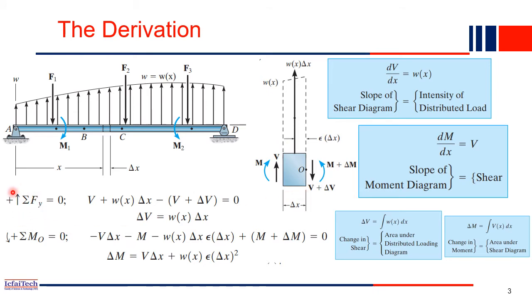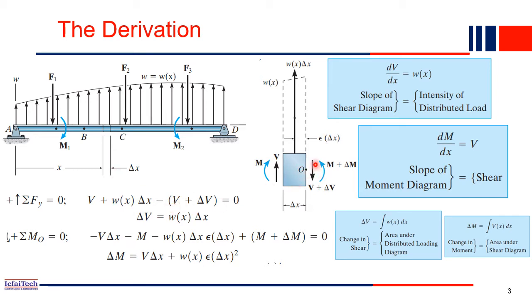First one is the summation of all the vertical forces equal to 0. So what are the vertical forces acting on this body? One vertical force is V acting upward, so plus V. The next vertical force is this concentrated force Wx delta x. This is also acting upward, so Wx delta x is also acting upward.